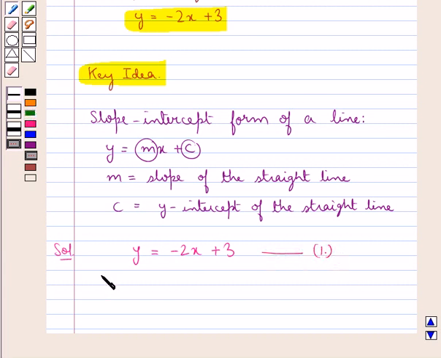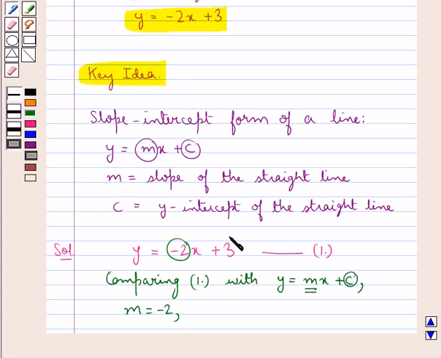Now next, we compare this equation of line with the slope-intercept form of the line. So, comparing equation 1 with the slope-intercept form of a line, which is y is equal to mx plus c, we find that m is equal to minus 2 and c is equal to 3.